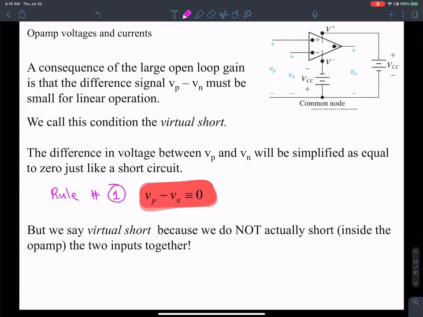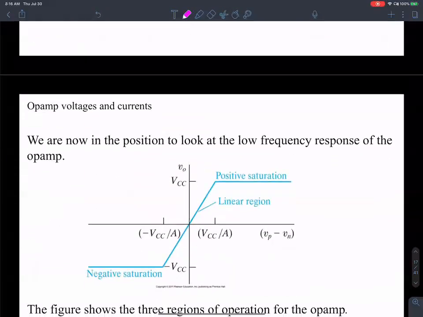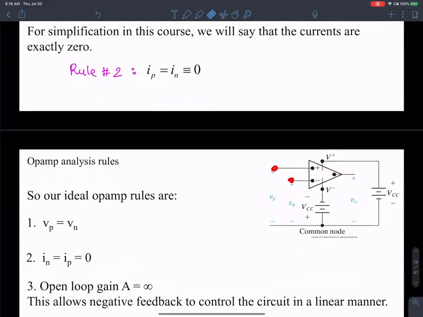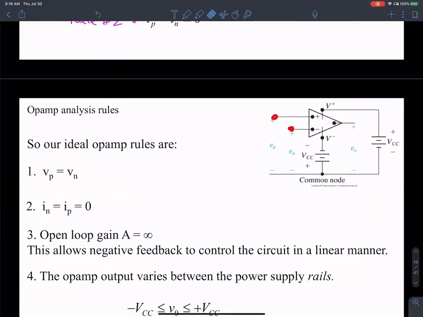The second rule that we are going to be using is that the amount of current going into the op-amp in the positive terminal and in the negative terminal is really zero. There's no current going into the op-amp terminals. So we'll use these two rules over and over again. Let's begin using them.